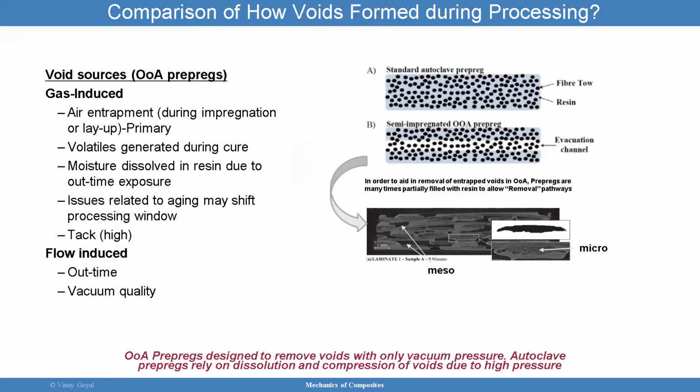So what are the considerations that need to be considered? You have the air entrapment. You have volatiles generated during cure. You have moisture dissolved in resin due to out-time exposure. Issues related to aging may shift the processing window. And then you have tackiness that needs to be looked at. You have flow-induced out time and vacuum quality. So out-of-autoclave prepregs are designed to remove voids with only vacuum pressure. Autoclave prepregs rely on dissolution and compression of voids due to high pressure. So those are the areas that we want to learn more about. And semi-impregnation can help with that.